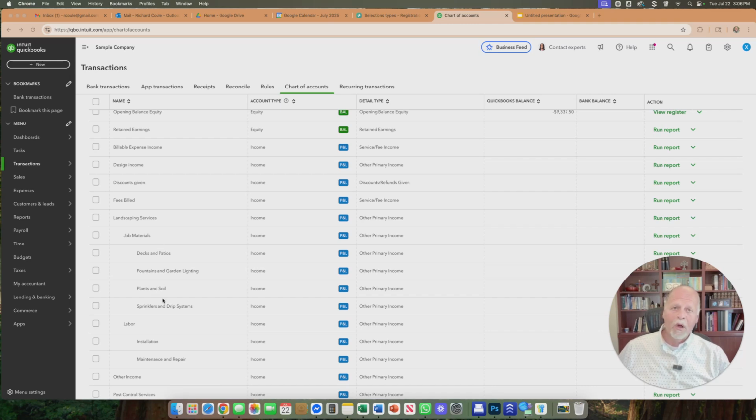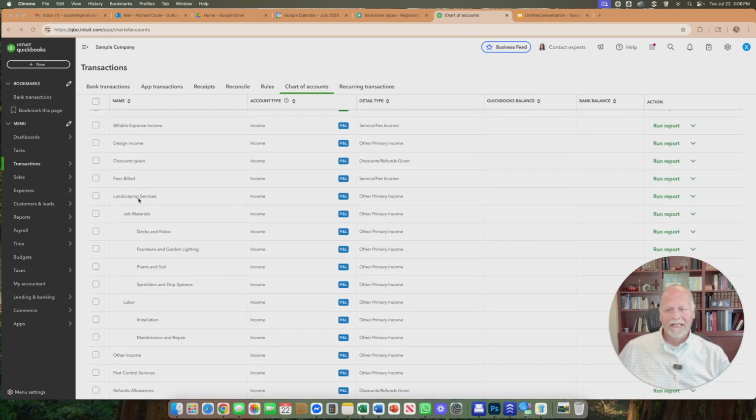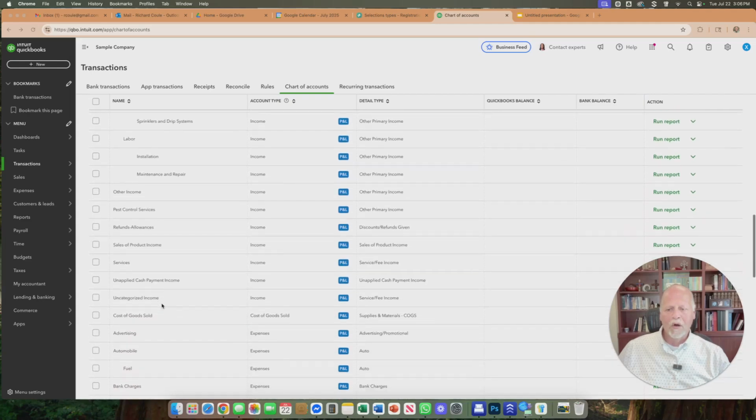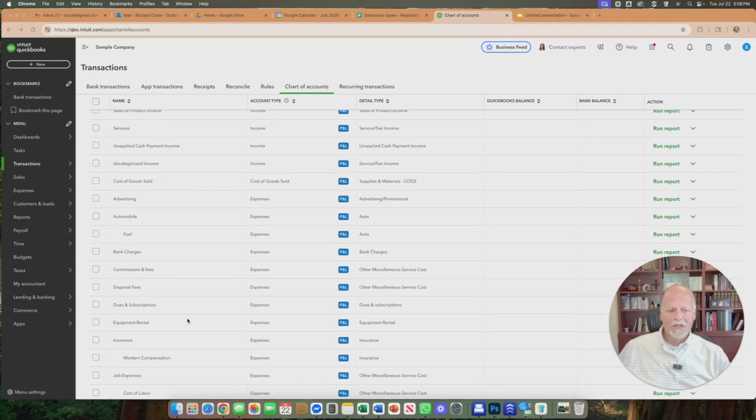Now you're the one that's going to decide how much detail you would like to give here. But again, if you're a small business, if you're doing your bookkeeping yourself, the more detailed you get here, the more work it's going to be for you to run down the transactions and find out that $30 deposit, was that for deck and patio work, or was that job materials, or was that the installation that we did on labor? So it's your call how detailed you want to give it. You could just say landscaping services, or you could say services sold and then track labor as a separate job cost. And you can see on and on they go here: advertising, automobile expenses, bank charges, etc.